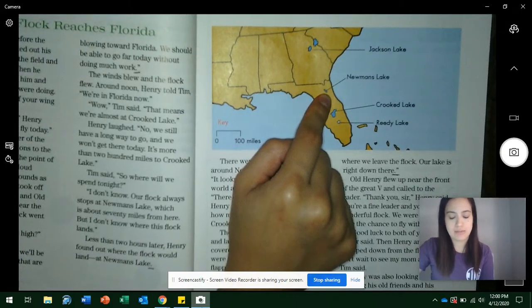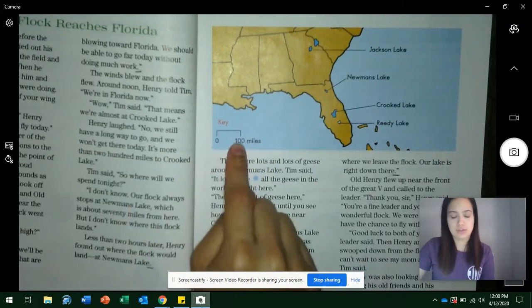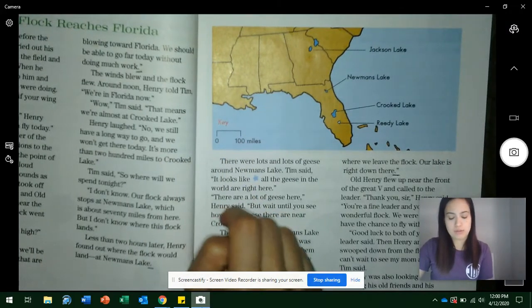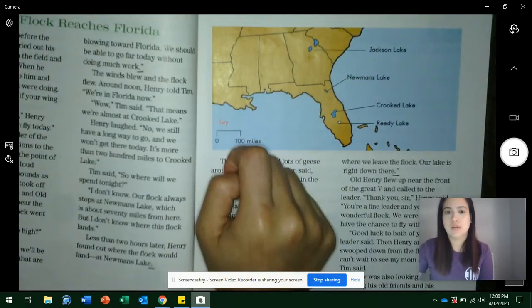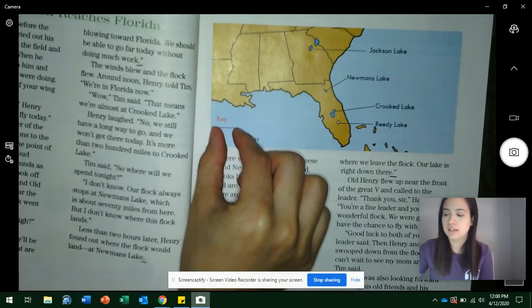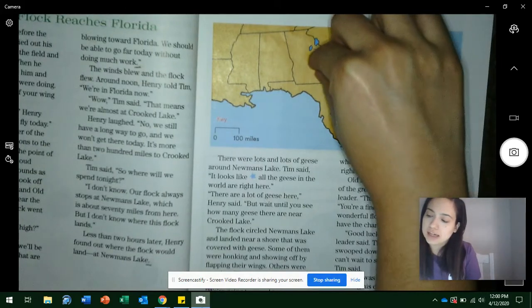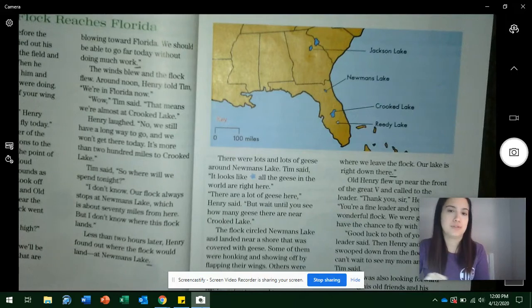Touch the key on the map that shows the miles. This is the key. It tells you what the symbols mean. So about how many miles are between Jackson Lake and Newman's Lake? Well, if you want to use the key, you can kind of put your fingers like this. You don't move them, and then you can kind of measure so you can get an estimate. And it's about how many miles do you think?